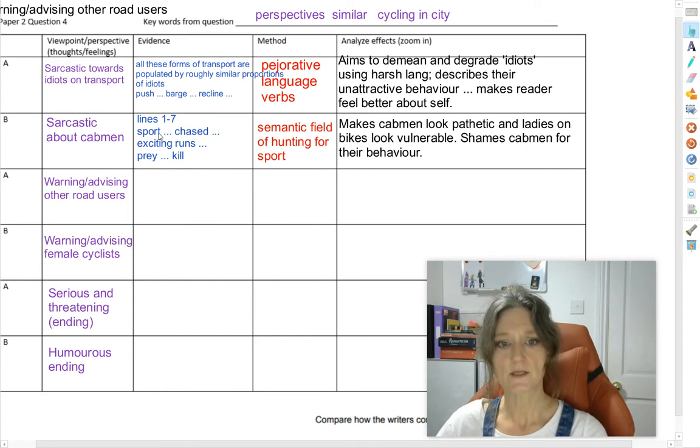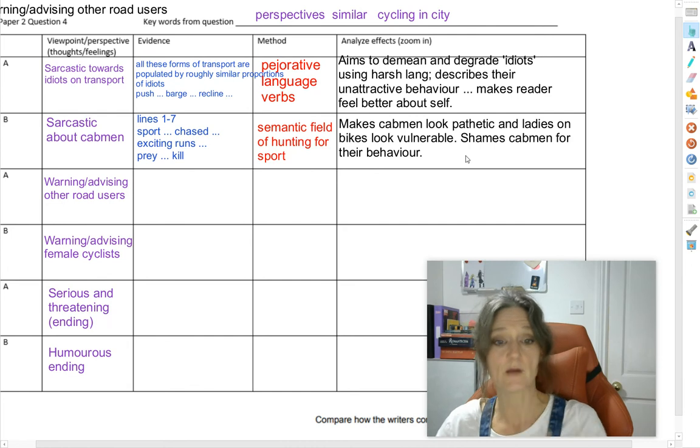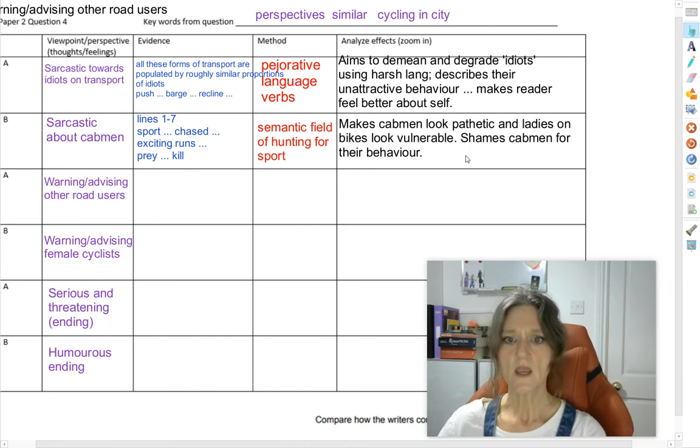And what's her point of using these words? It makes the cabmen in London look pathetic, and it makes the ladies on the bikes in the city, remember the focus of the question, it makes them look vulnerable. And the idea is it shames the cabmen for their behaviour. So hopefully you can see here we've got really good comparison, but also a really good contrast. Here, he's trying to make the reader feel better about themselves: well, I'm not one of those idiots. Here, it's trying to shame the cabmen for their behaviour. All right. So I filled that one in.